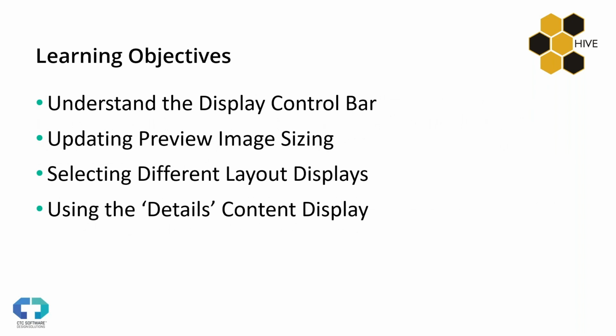Let's go through the 4 main learning objectives we're going to cover today. We're going to understand the display control bar, where it is, what the settings are, and all of that. We're going to modify the preview image sizing. We will be selecting different kinds of layout displays for the content, so you can change how it's presented and how it's organized. And we're also going to do a really quick look at using the details panel to have a bit more of a display of the information about your content before loading.